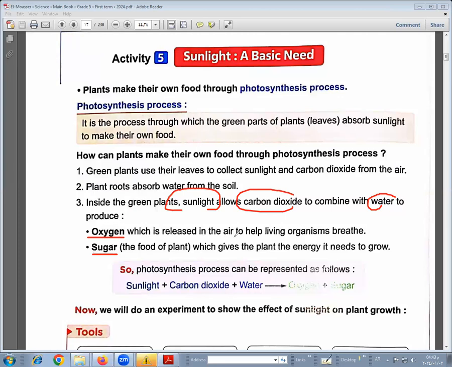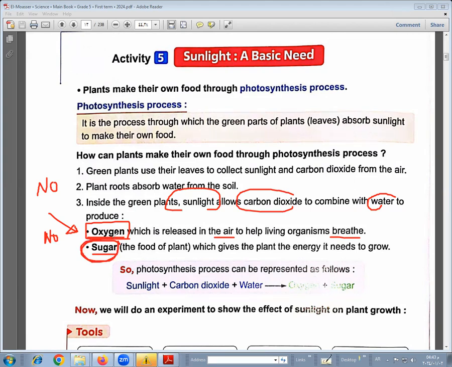Oxygen will be released in air to help living organisms breathe. So can we live without oxygen? No. So can we live without plants? No. So plants are very important for us. Why? Because they give us oxygen for respiration.